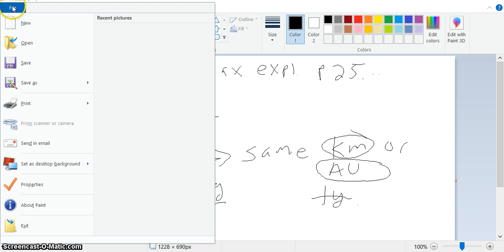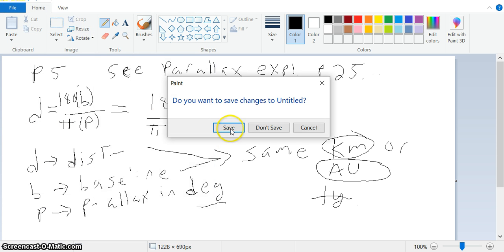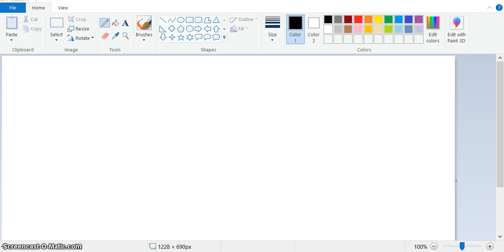Okay, so let's do some of these problems. Just remember this formula. The distance is equal to 180. It's actually 180 degrees. The degrees cancel, that's why the parallax has to be in degrees. The baseline generally is going to be in kilometers. It could also be in astronomical units, and of course pi is just a number. All right, so let's get to the very first one.